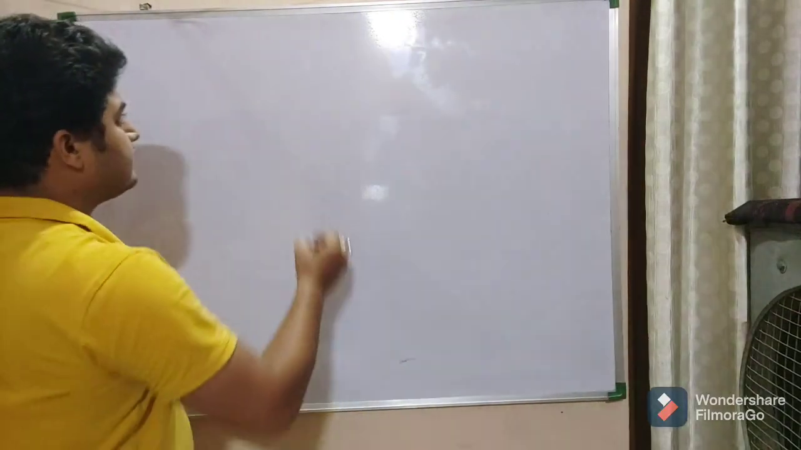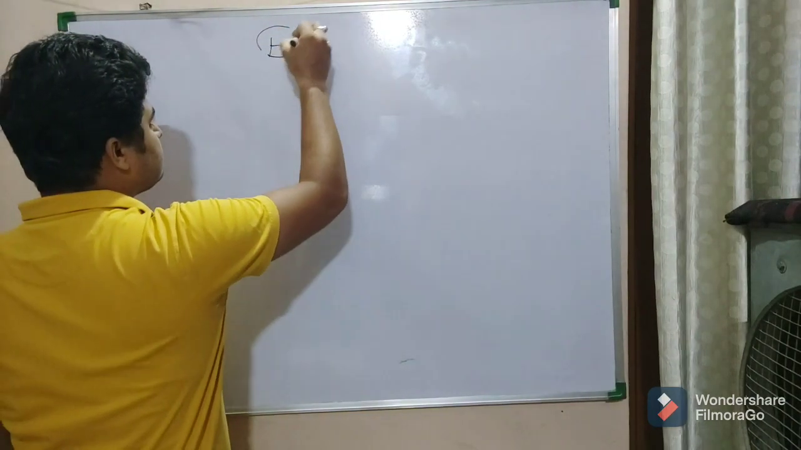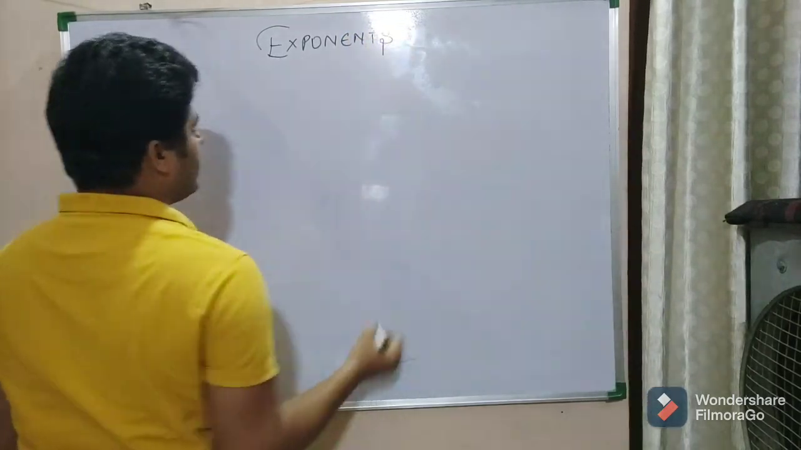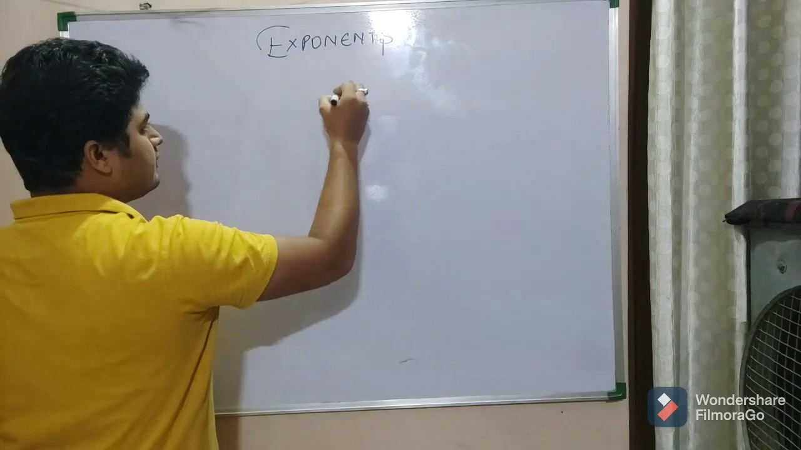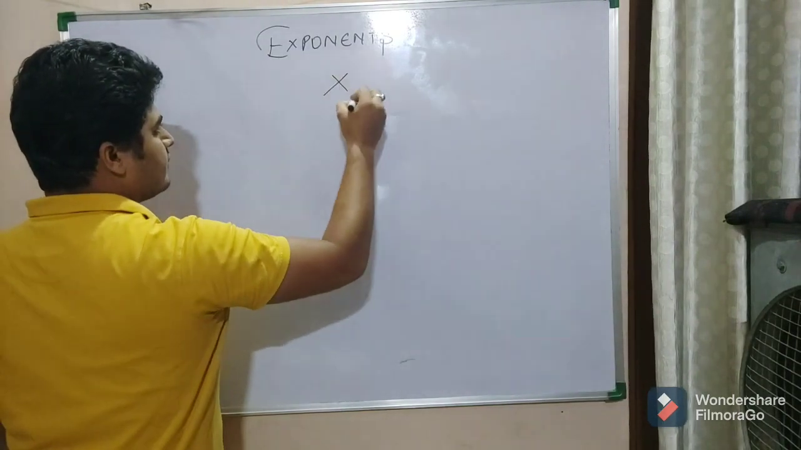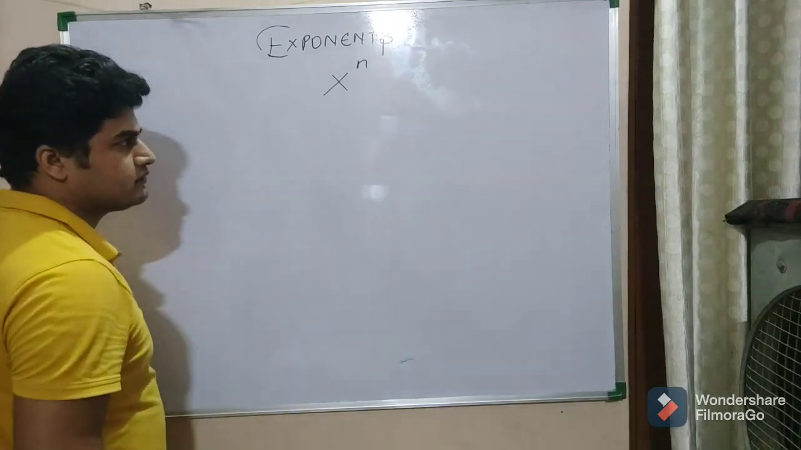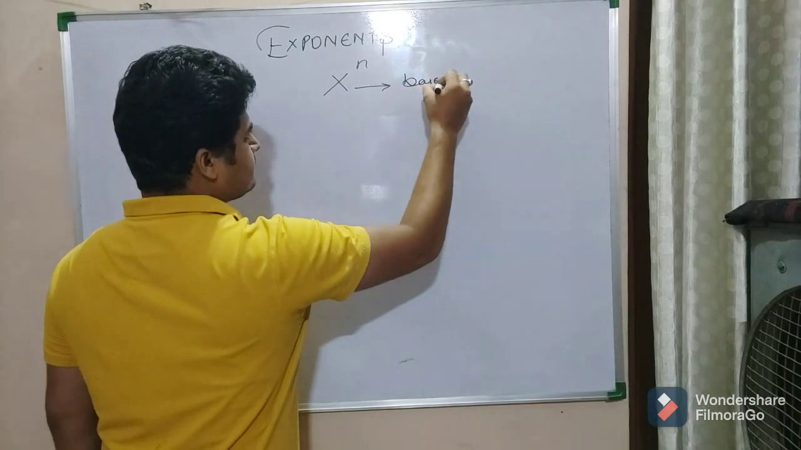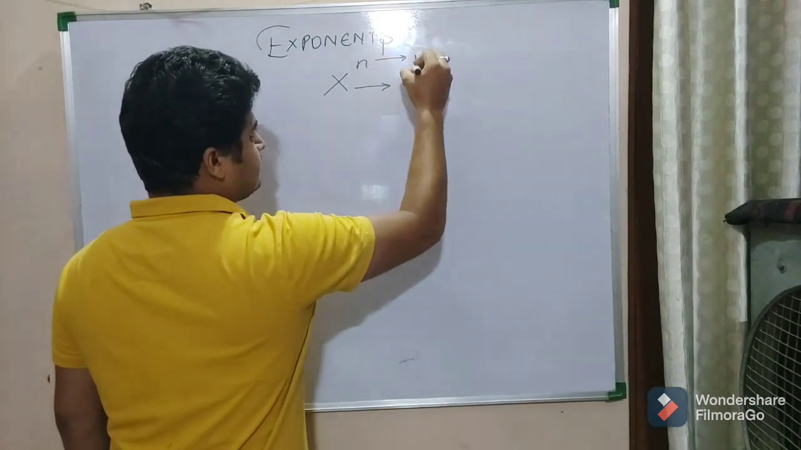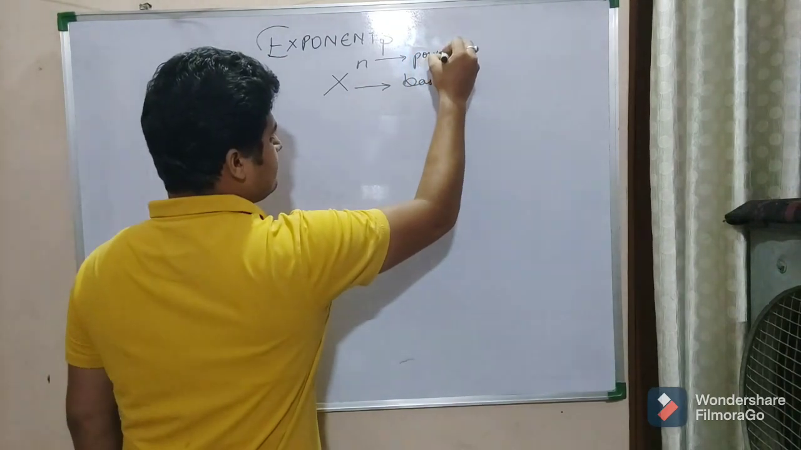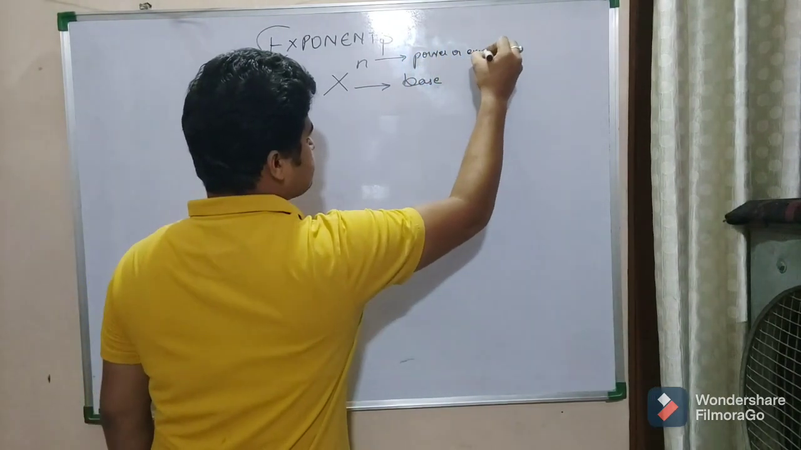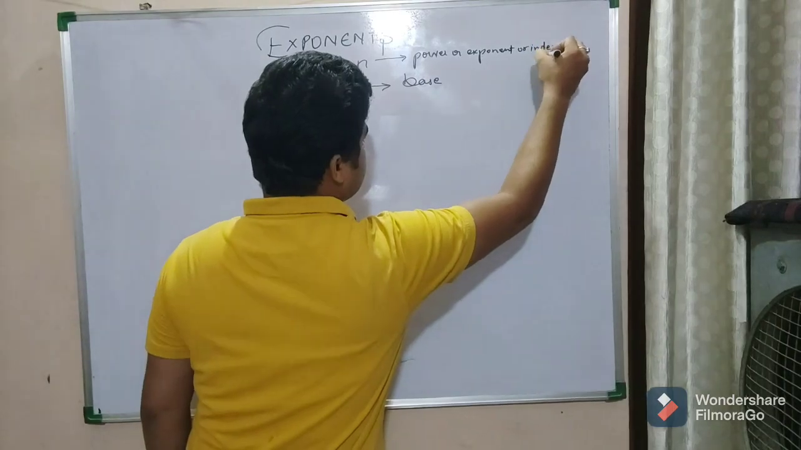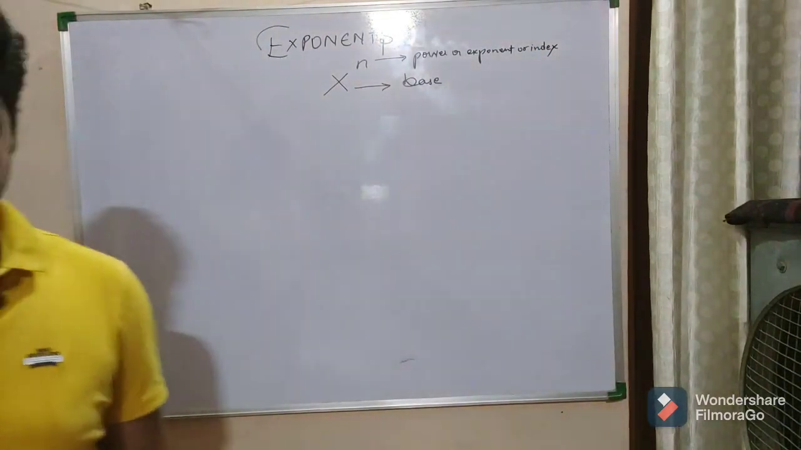So the chapter is exponents, in which we know that any number raised to a power, that number is called the base. That power, you can call it power, or you can call it exponent, or you can call it index.